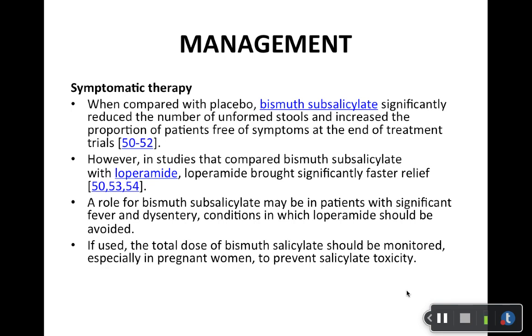But just as an overview, to recap, for symptomatic therapy with anti-motility agents, first line is going to be the loperamide, unless they cannot take it. For example, if they have a high fever or if they have bloody stools, then you're going to want to go with the bismuth subsalicylate.